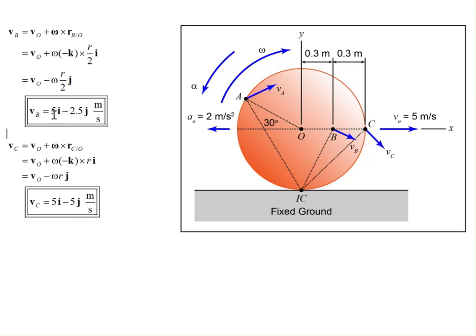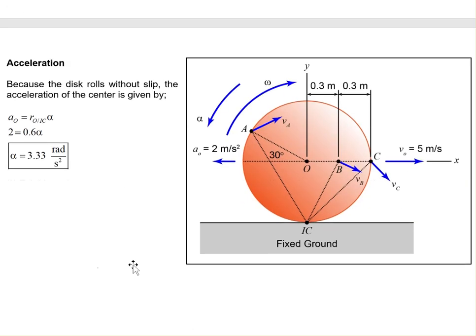So once you get the value for the velocity, double check with your directions. So does C look like it's going down at a 45-degree angle, which the velocity says it should? Yes, it does. And for B, does the X component look more than the Y component? Yes, it does.